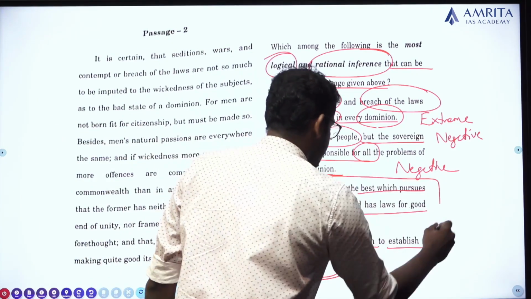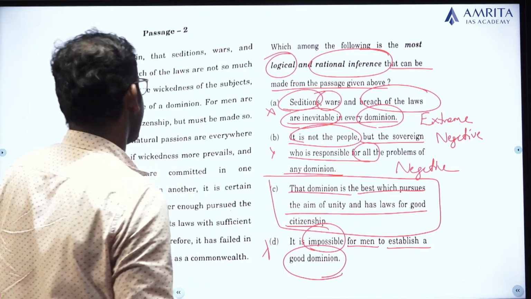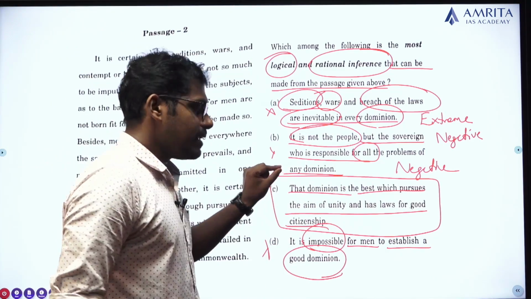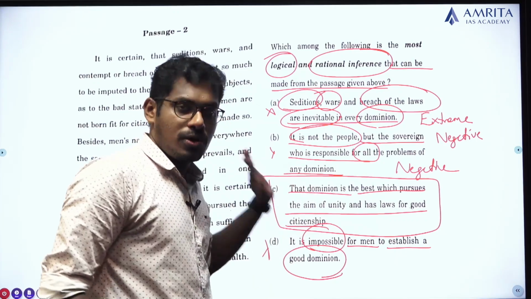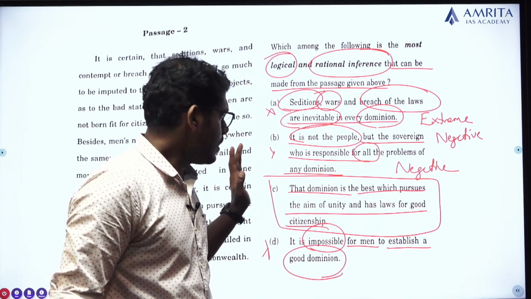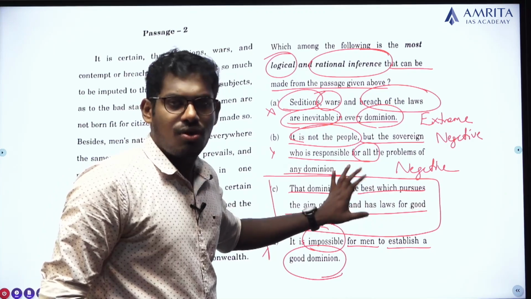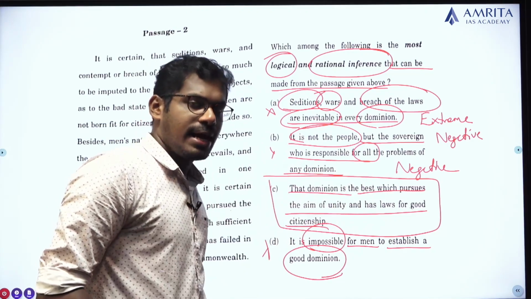To substantiate my argument, I am going to read the passage. See, while writing the exam, you need not read the passage if you get the right answer without any confusion. But why am I reading this passage?